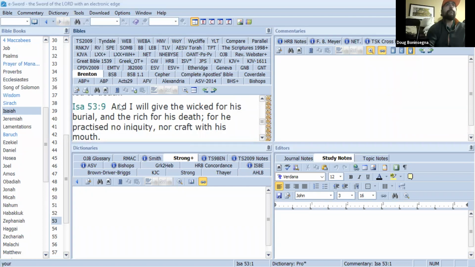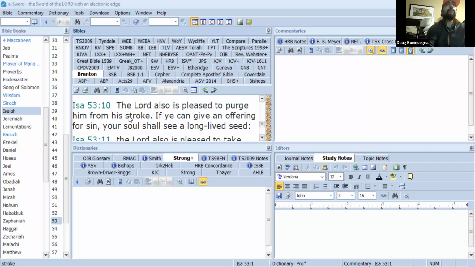He practiced no iniquity. Okay, he was sinless. And the Septuagint is a lot different, just to show you guys, a lot different than the Masoretic here. I believe this is the Father talking to the Son here. Verse 10 of the Septuagint says, Isaiah 53, Yahuwah also is pleased to purge him from his stroke. If you can give an offering for sin, your soul shall see a long-lived seed. I believe the Father's asking the Son a question. If you think you can do it, if you're ready to do this, you'll have a long-lived seed, which, the seed of Messiah, seed of Abraham, Galatians 3:29. So I believe that's a prophetic conversation between the Father and the Son there.